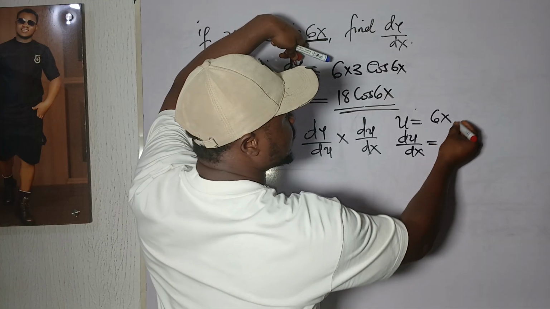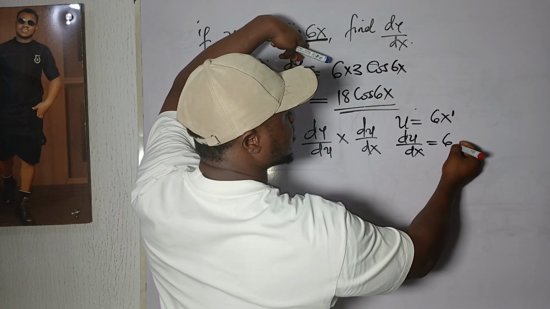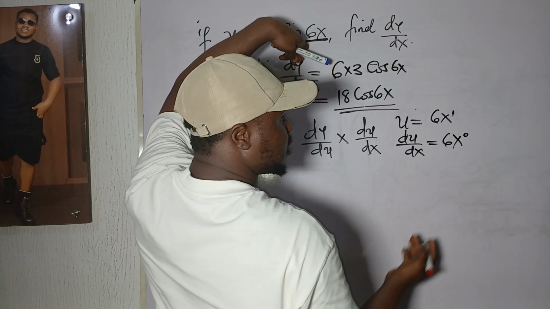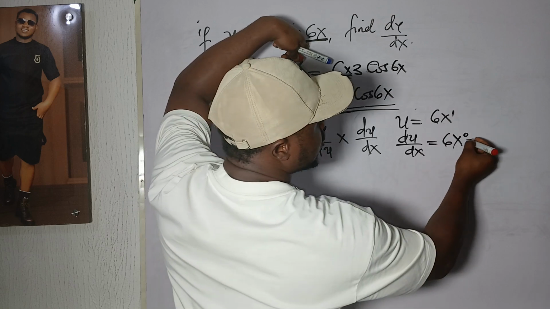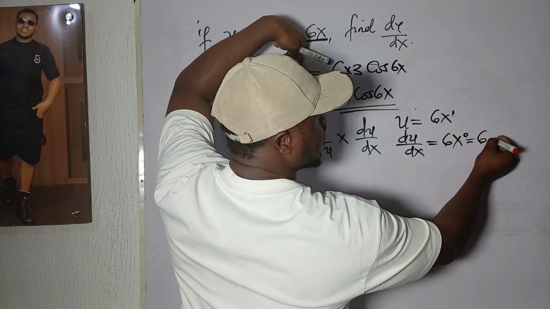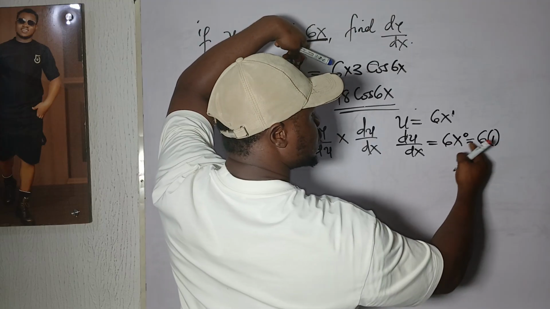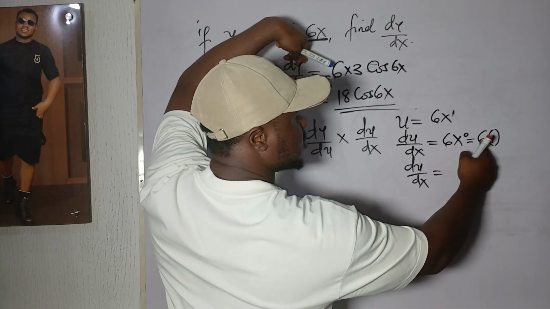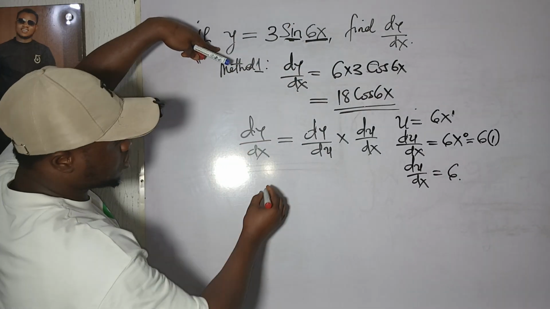So when you differentiate this, there is 1 here. 1 times 6 is 6. We have x to the power 1 minus 1, which is 0. Remember, in differentiation, we multiply by this power and subtract 1 from it. So this will give me 6 times x to the power 0, which is 1. So when you multiply, du/dx is equal to 6.